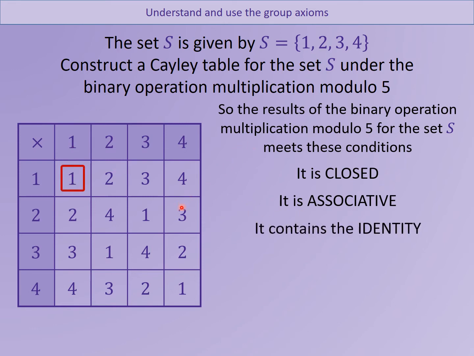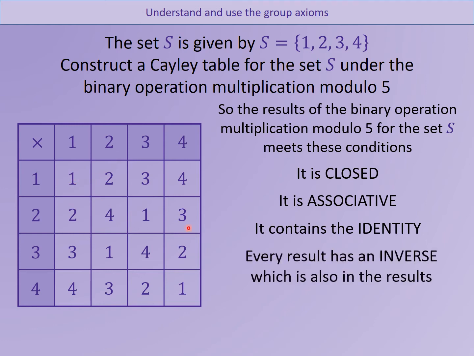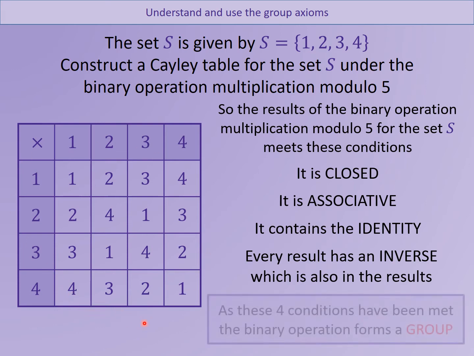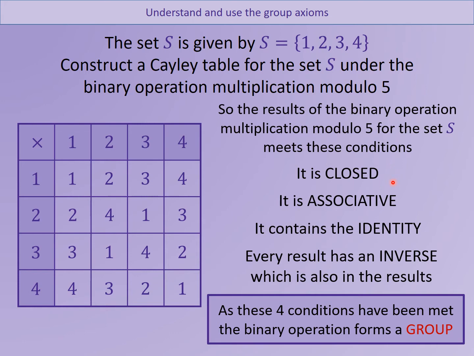So it's associative. It contains the identity. That's important. And each result has an inverse, which is also in the set. So that bit's important. It's not just a case of all these numbers having an inverse, the number that's its inverse must also belong to that set. Now because those 4 conditions have been met, it's closed, it's associative, it's got an identity, and each element has an inverse, then you would say that that set under that operation forms what we call a group. As long as it fulfils those 4 conditions, that set under that binary operation is what we call a group.